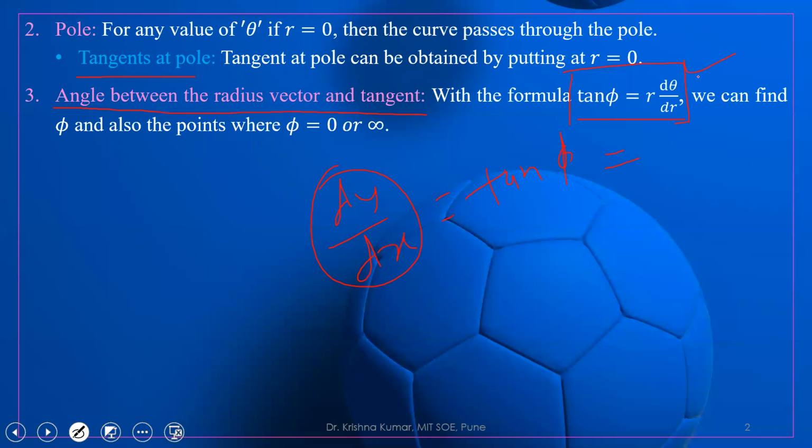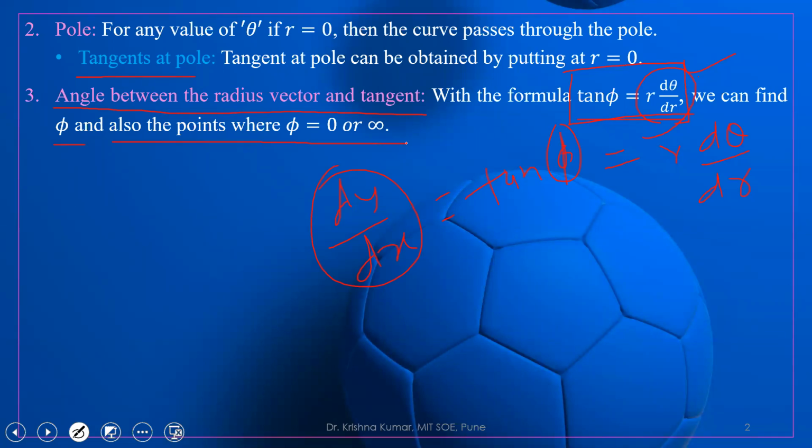It is r dθ/dr. This is the value of r dθ/dr. So we will try to find out the value of this angle. With the formula tan φ = r dθ/dr, we can find φ and also the points where φ is 0 or infinity.